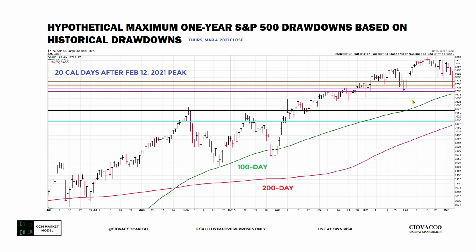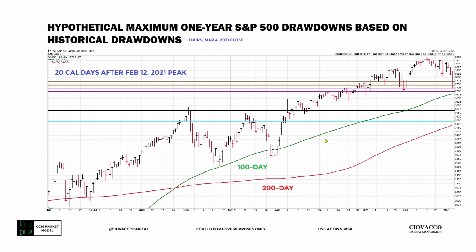Also noteworthy, as of Thursday's close after the 51-point drop, we are still above an upward sloping 100-day moving average and still above the 200-day moving average. We are now 20 calendar days removed from the peak on February 12th here. Might be helpful to know, how did the exact same chart look with the same moving averages 20 calendar days after the peak in February of 2020?